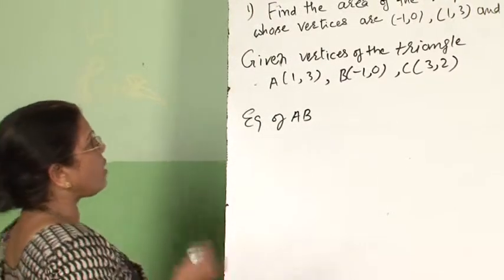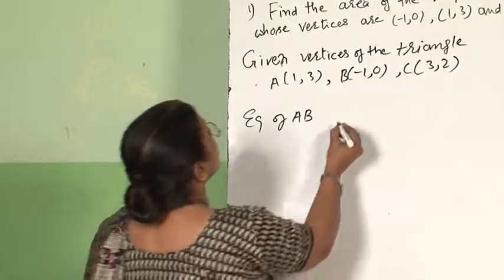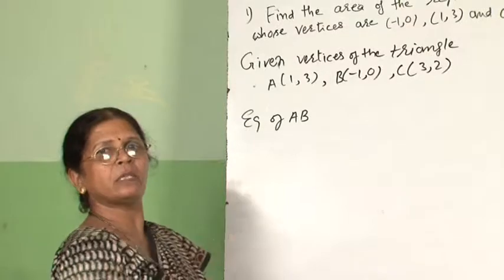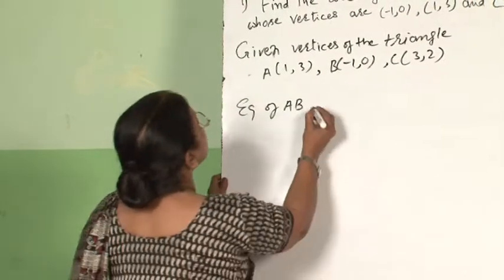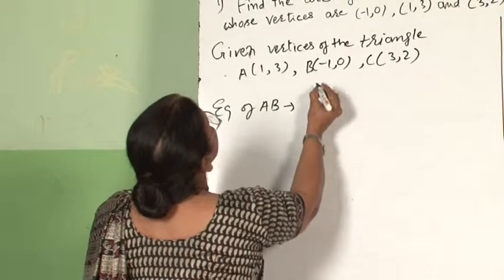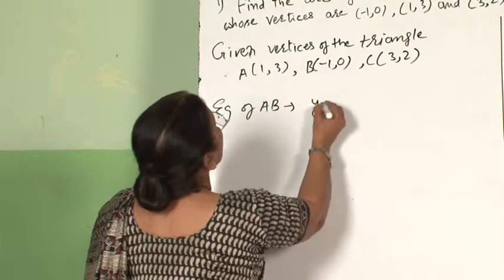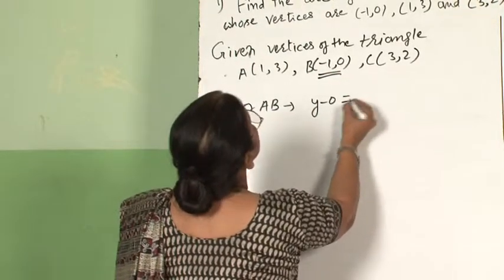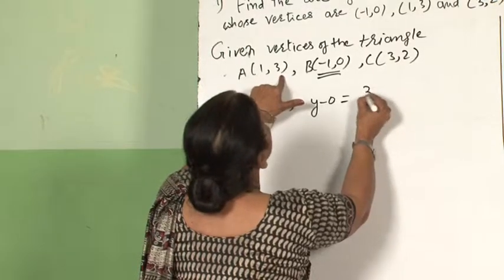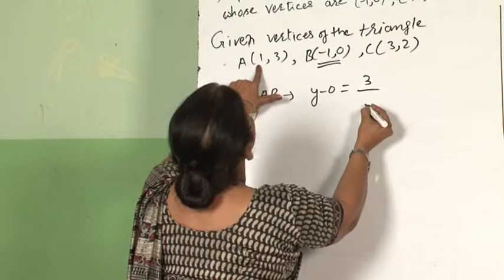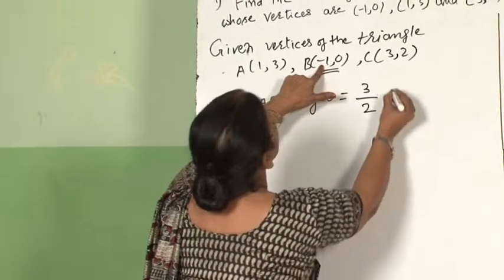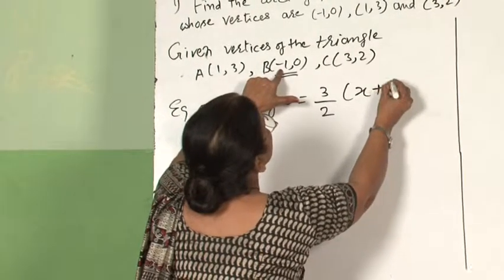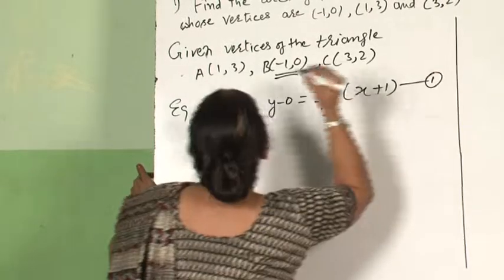In class 11th you have already learned the formula for the equation of a line: y minus y1 is equal to (y2 minus y1) upon (x2 minus x1) into (x minus x1). So we will use this formula. So the equation of AB is: y minus 0, I will take this point as x1, y1. So y minus 0 is equal to (3 minus 0), that is 3, upon (1 minus minus 1), that is 2, into (x minus minus 1), that is x plus 1. So this is the equation of AB.